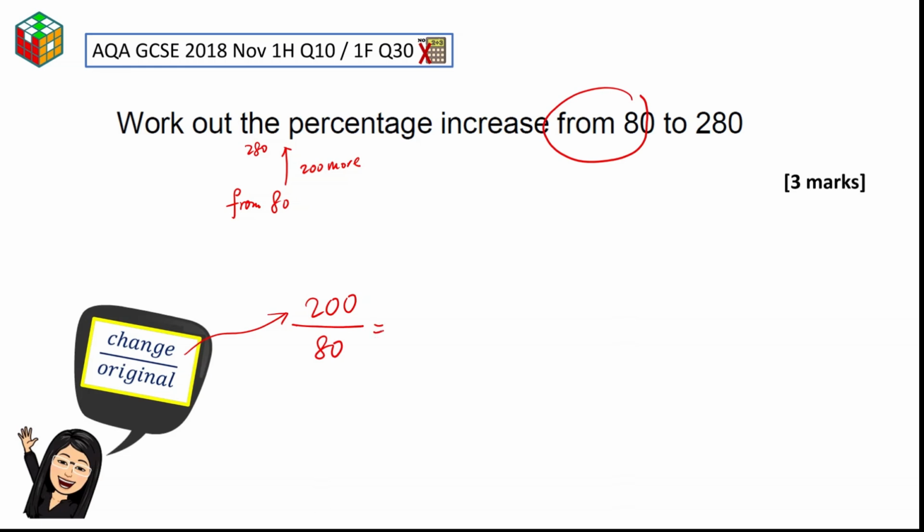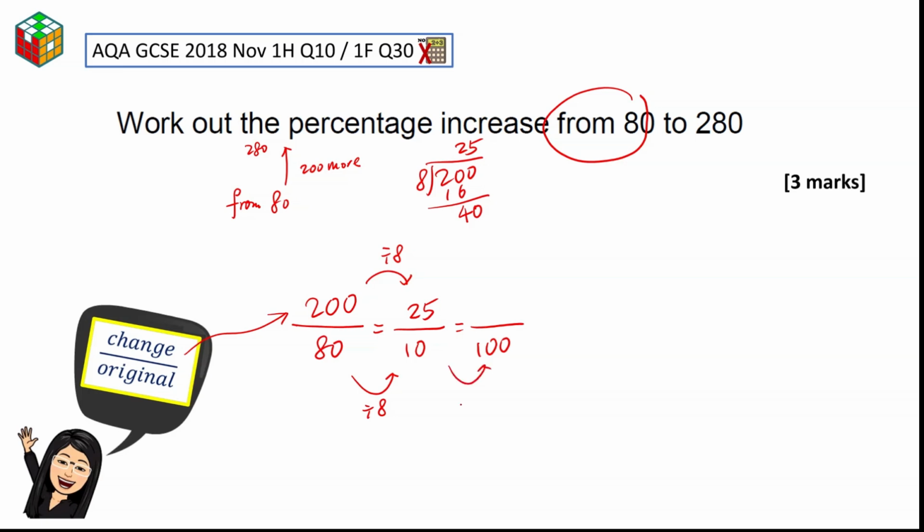Now, I think that is easier if I force it into 100. 80 does not go into 100, so I can find out 10% first. Divided by 8. 200 divided by 8: 8 goes into 20 2 times, give 16. 4 left, so bring the 0 down. 8 goes into 40 5 times, so that is 25. Then I can find 100% by multiplying by 10, which gives 250.